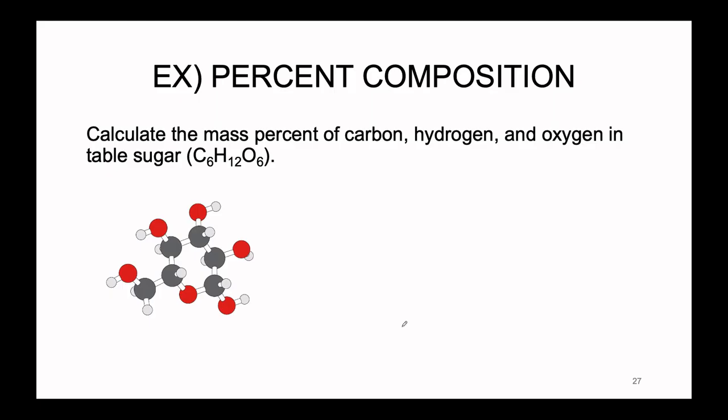The first example of the day that we are going to work through is determining the percent composition for each of the elements, carbon, hydrogen, and oxygen, inside of table sugar. So we have sugar, which the formula is C6H12O6, also pictured down below. What we're going to be doing is figuring out what the percentage of carbon's contribution is to the mass, hydrogen's contribution to the mass, and oxygen's percent contribution to the mass.